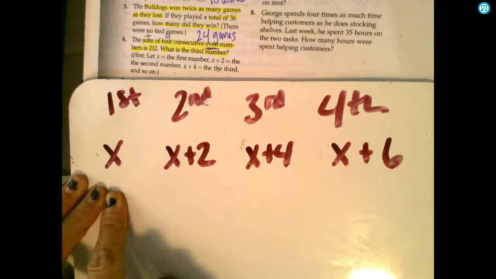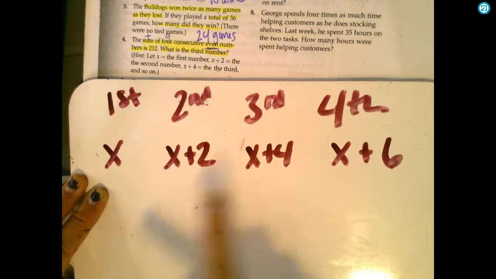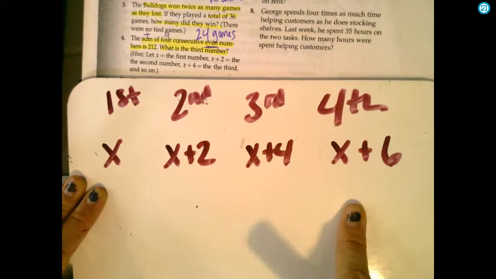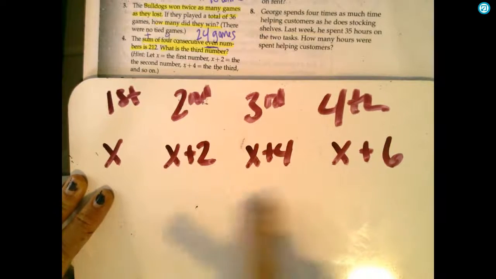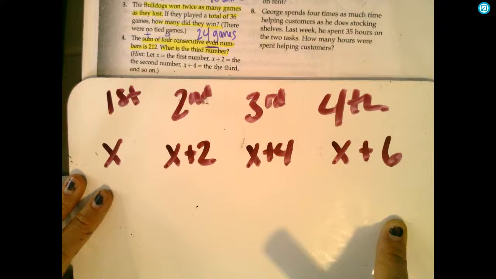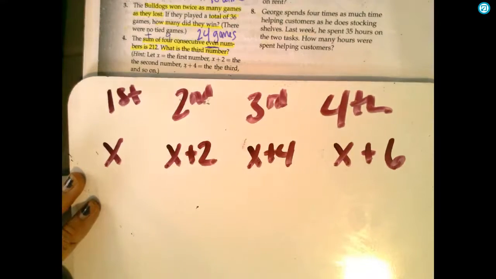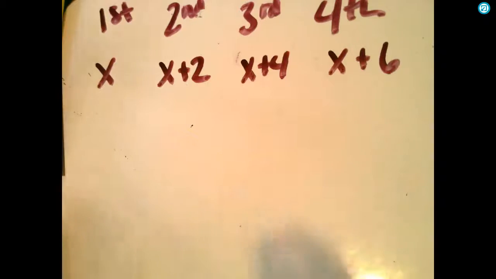But let's say the first number is 2. The second number, you would do 2 plus 2, which is 4. The third number, you would do 2 plus 4, which is 6. The fourth number, you would do 2 plus 6, which is 8. So this is just a way to show that we're doing every other number. We're doing all the even numbers. So we're going to use this to make an equation.